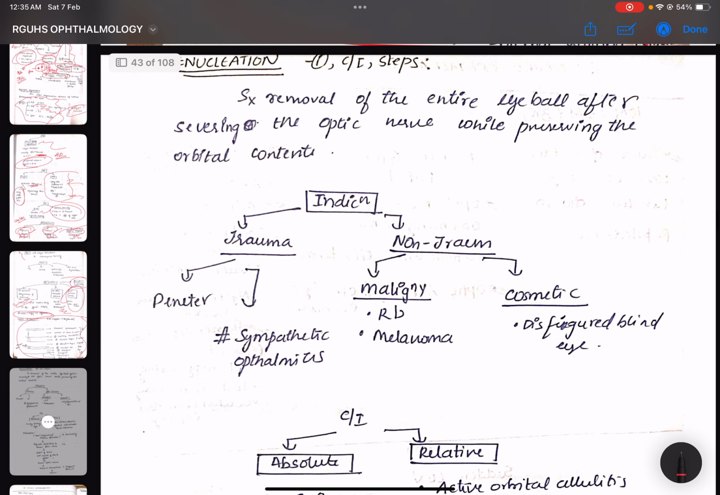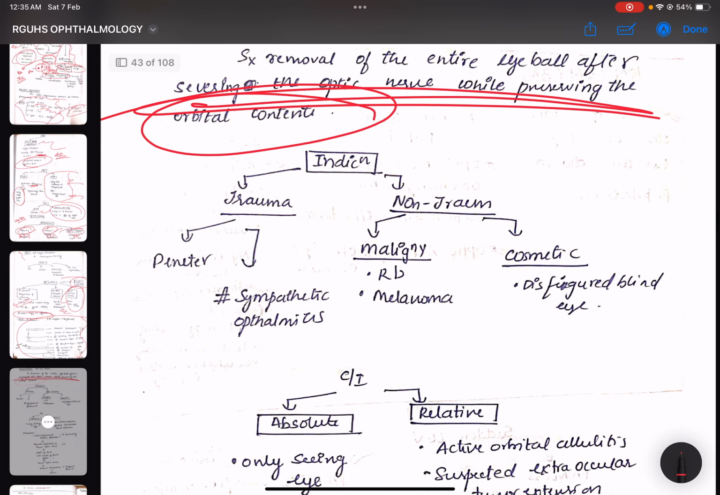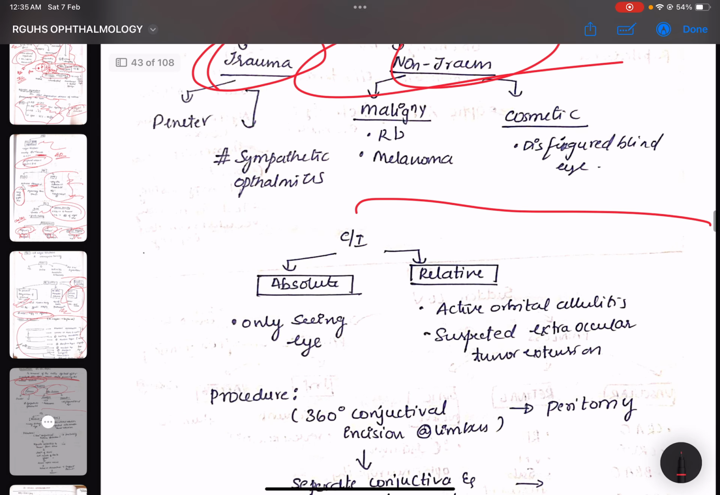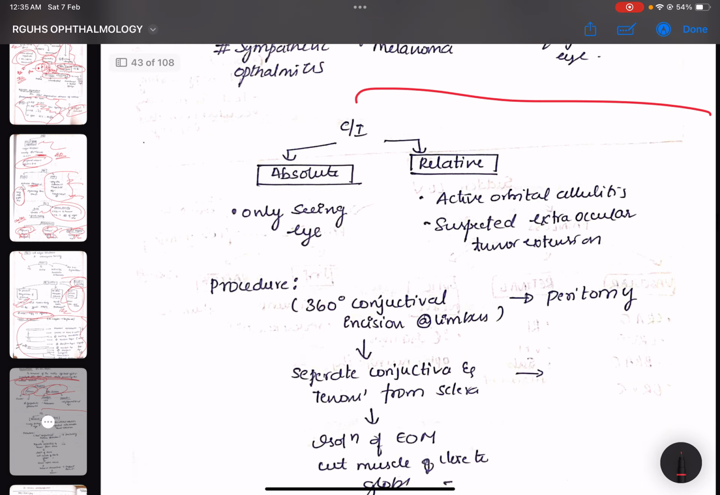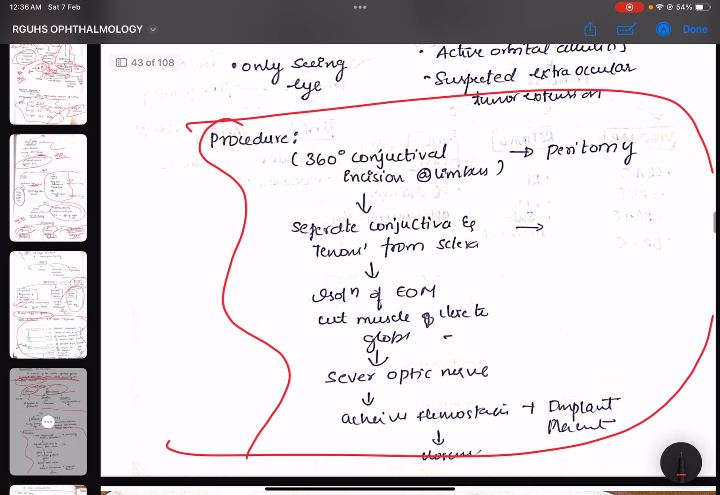Enucleation, as a part of a 3 marker or 5 marker, they can ask. Obviously you are removing the entire globe with the optic nerve while preserving the orbital contents. Again, it can be either traumatic or non-traumatic. Again, these are the causes. And what is the contraindication? Obviously, if it is seen, then it's an absolute contraindication. And these are the incisions and the procedure which you do. It's self-explanatory, so I'm not explaining.